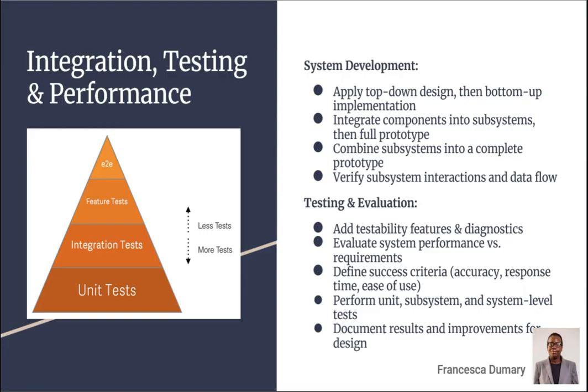So in the orange graph at the top, you have E2E, which is end-to-end testing, where you would evaluate the program from start to finish. And then you have features test where you test the features. And then integration tests where you integrate components into subsystems. And then unit tests where you verify interactions and data flow.